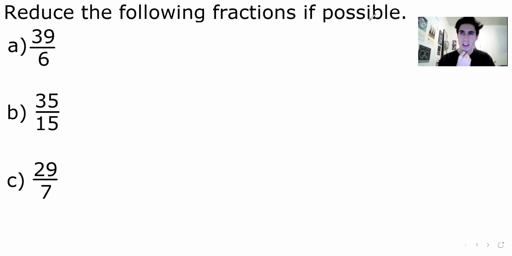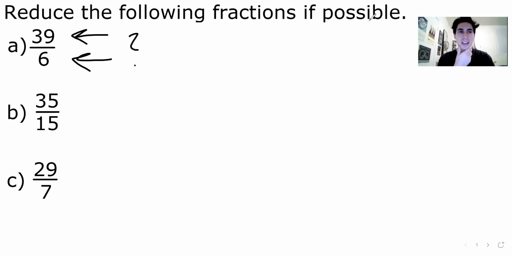39/6. Beautiful fraction. The way we approach reducing a fraction is we think about the common factors between the numerator and the denominator. Are there any common factors? Well, let's figure out what the factors of 39 are. We can think about this in terms of prime factors if we want as well. We're going to get into some prime factoring in just a few minutes.